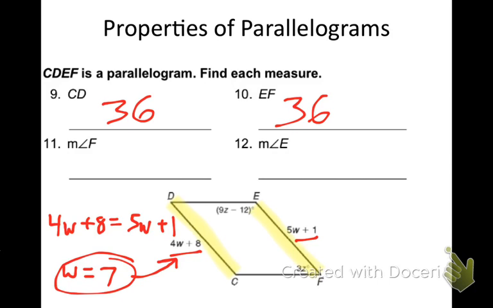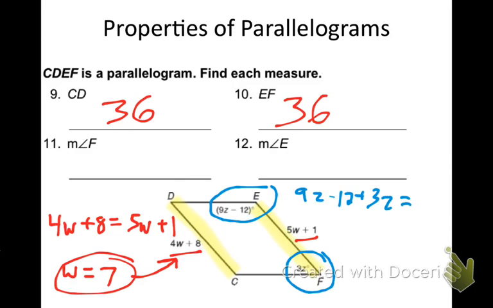Next part. It says angle F and angle E. Well, what do I know about these two angles, Anna? They equal 180. So to solve for them, what do I have to do? Yep, so 9z minus 12 plus 3z equals 180. And now I solve for z. So that gives me 12z equals 192.